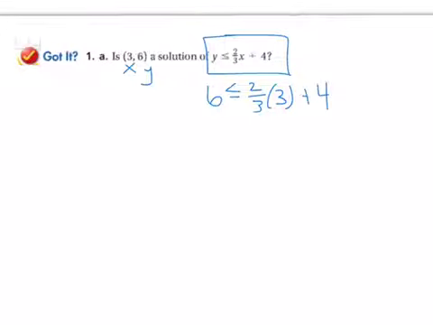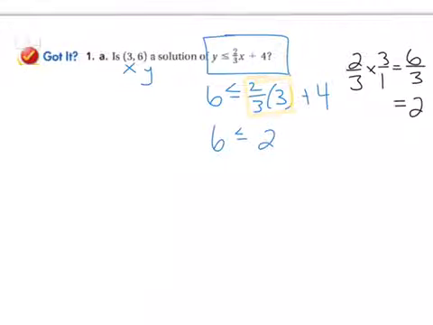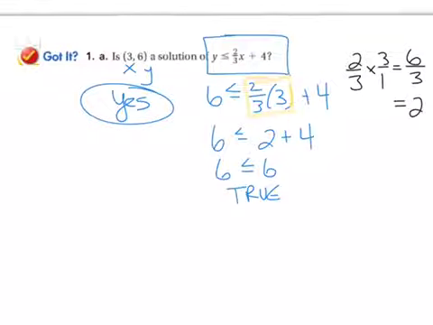So probably one of the most challenging parts of this problem is right here to do 2/3 times 3. And if you remember what I've said, if fractions trouble you, do the work off to the side. 2/3 times 3 is the same thing as 2/3 times 3 over 1. We multiply fractions straight across, so we get 6 over 3, which is just a 2. So now when I go back into my regular problem, it's just 6 is less than or equal to 2 plus 4. 2 plus 4 is 6. So 6 less than or equal to 6, that's true. And so we would say, yes, that 3, 6 is a solution to this problem.